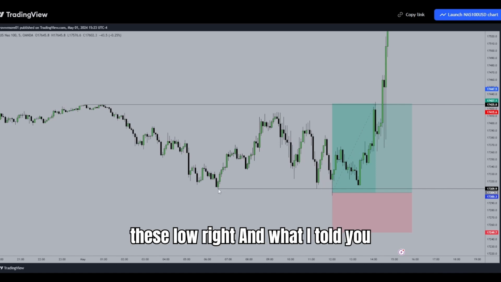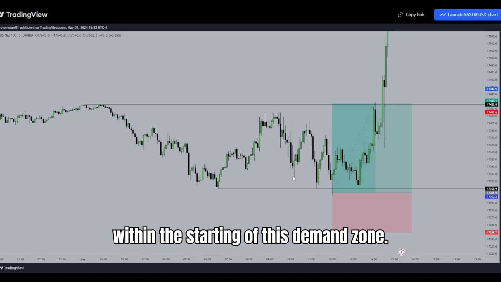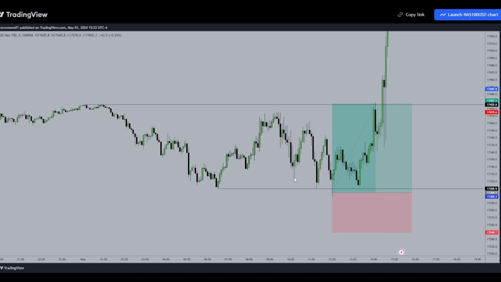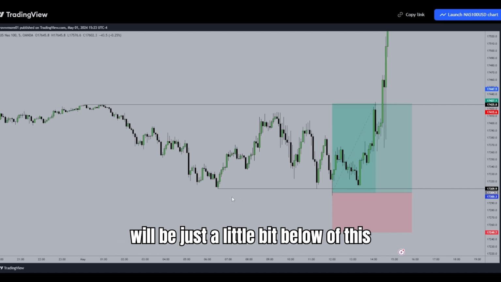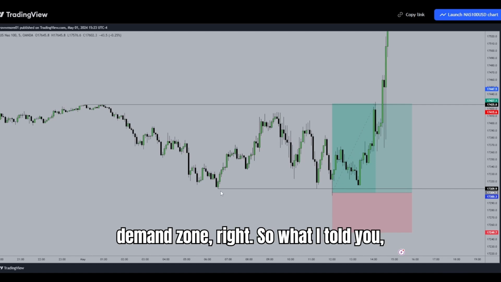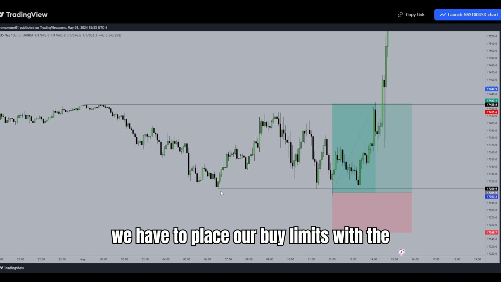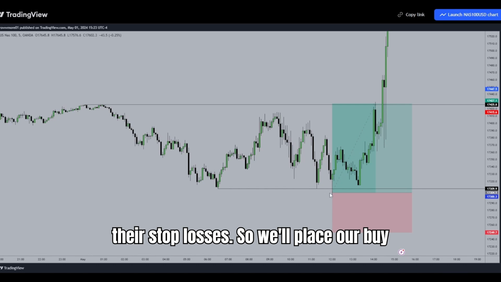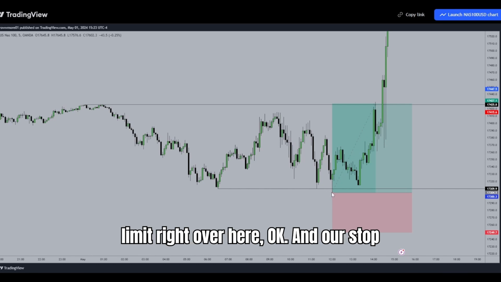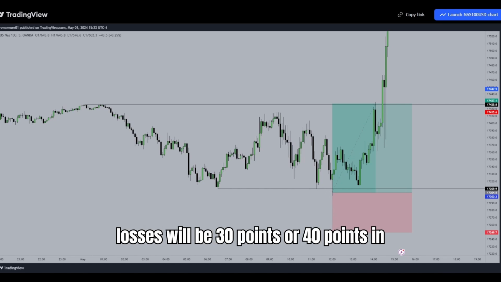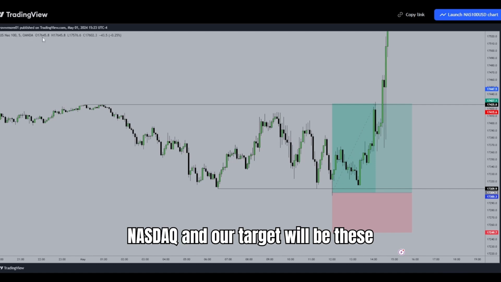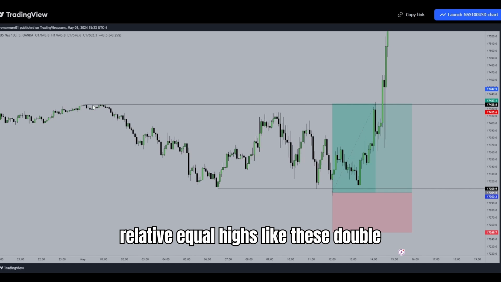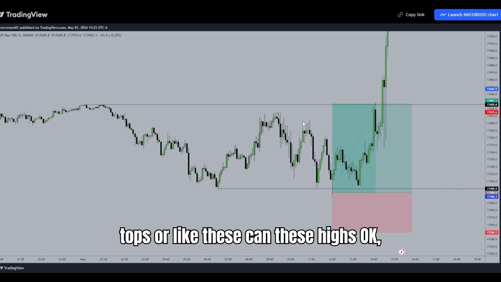And what I told you is, if somebody took a buy from the start of this demand zone, where will his stop loss be? His stop loss will be just a little bit below this demand zone. So what I told you is, we place our buy limits at the place where they put their stop losses. So we'll place our buy limit right over here. Our stop loss will be 30 or 40 points in NASDAQ, and our target will be these relative equal highs, like these double tops.